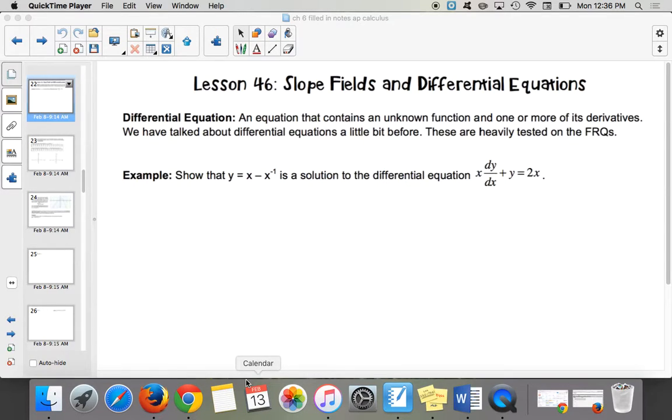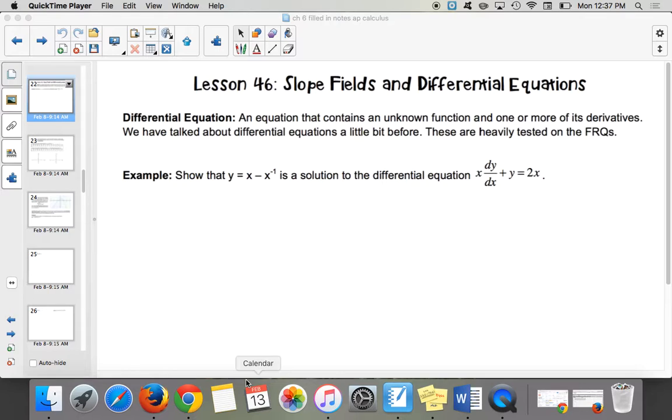46 is on slope fields in differential equations. So a differential equation, we've done a couple of these before. It's equations that have both f of x and f prime of x in it. So it has the original function and its derivative in it. The ones that we've done before are the ones where we had to find what c was. So we had f prime, we had to find f of x, and then find c.